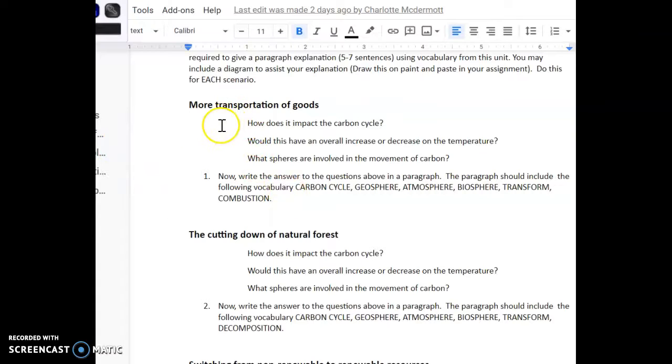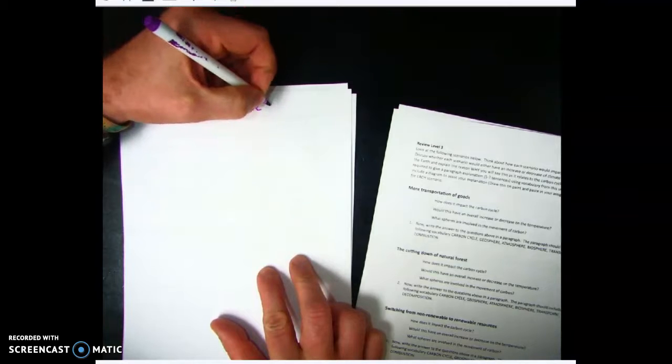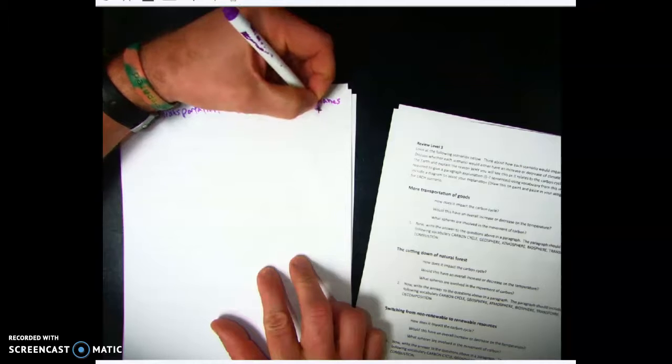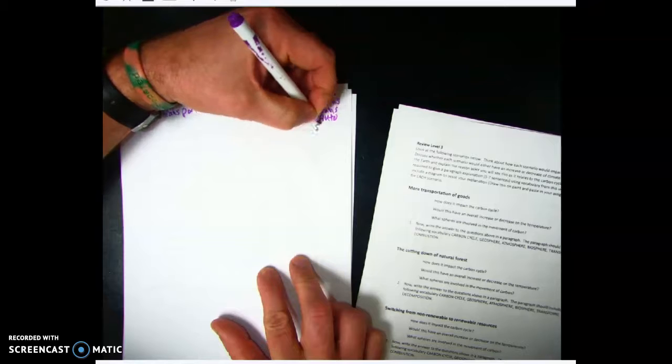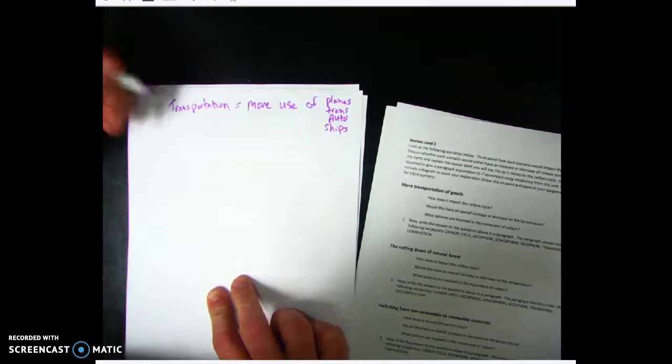So let's go ahead and take a look at how this is going to affect the carbon cycle. Well, first of all, you need to tell me something about transportation of goods. Okay, that it is connected to the shipping. Okay, so transportation equals more use of planes, trains, automobiles, or ships. Okay, all of those are going to require burning of fossil fuels.